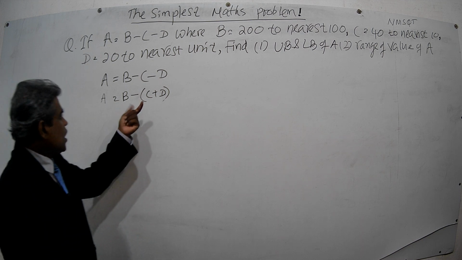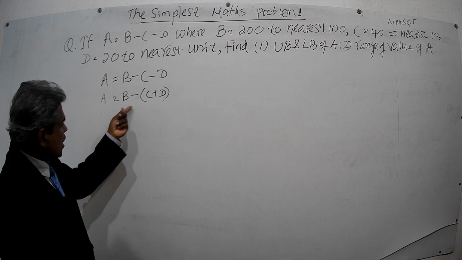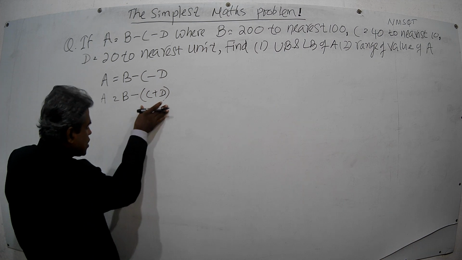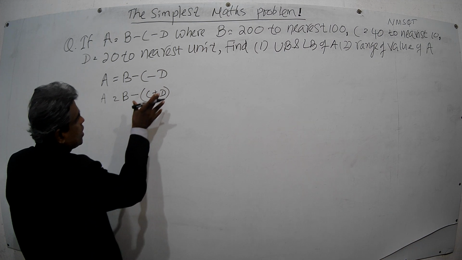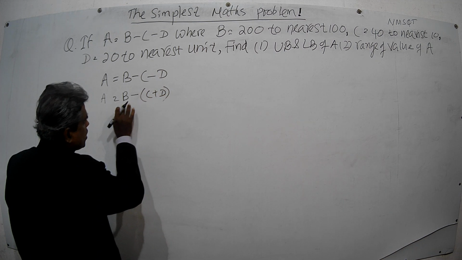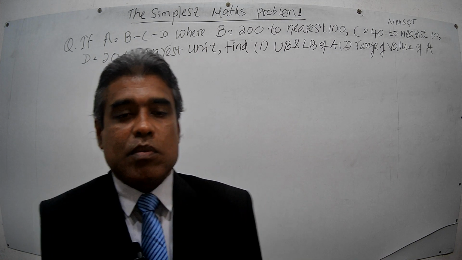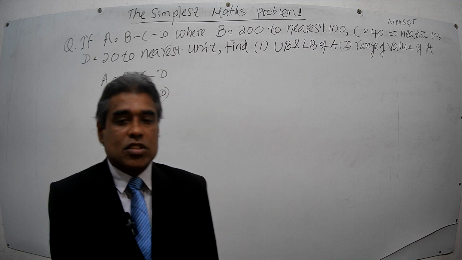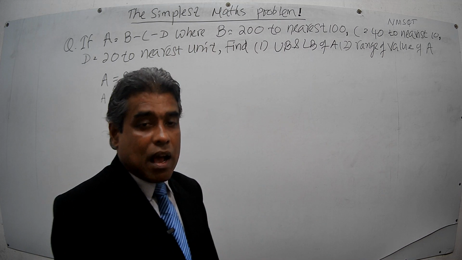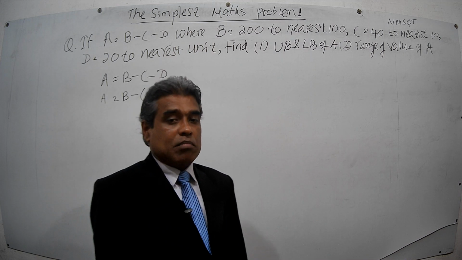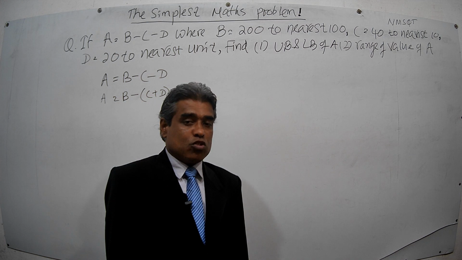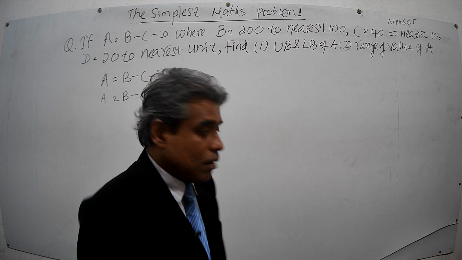Now this is a difference of two corrected values. B is one value, this whole thing is one value. This value has to be deducted from B, therefore this is a difference. Difference is always found by subtracting one number from the other: the larger number minus the smaller number. That's how you find the difference between two numbers, right?